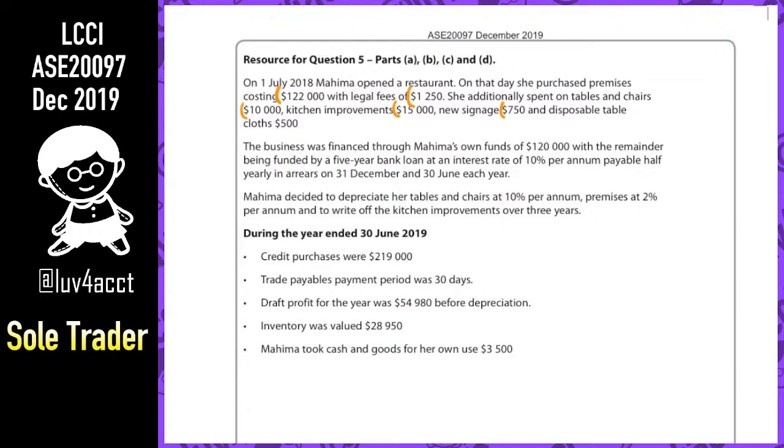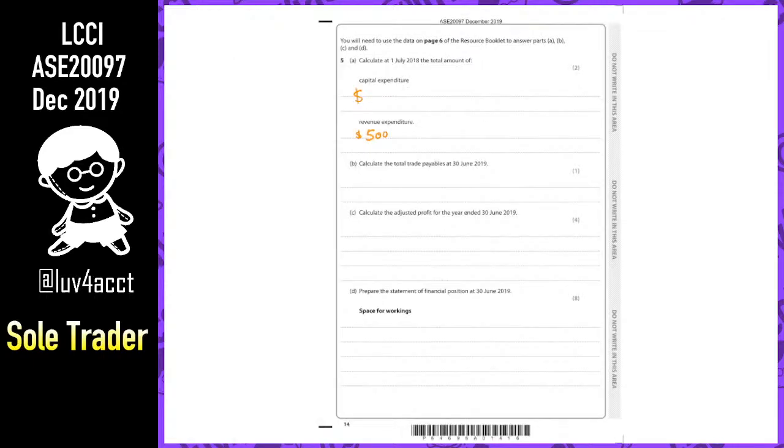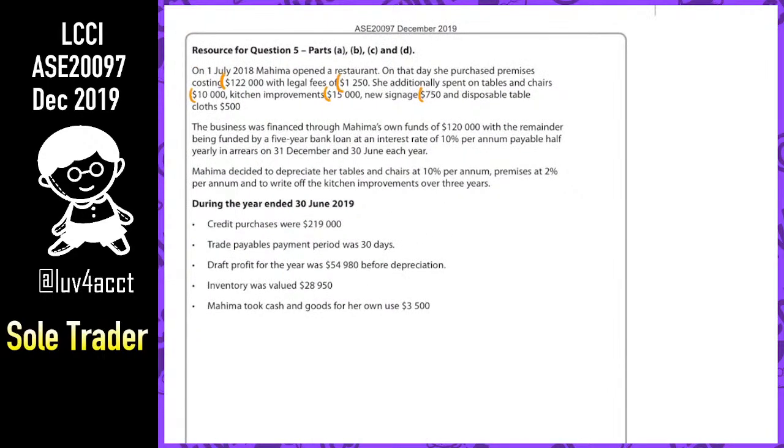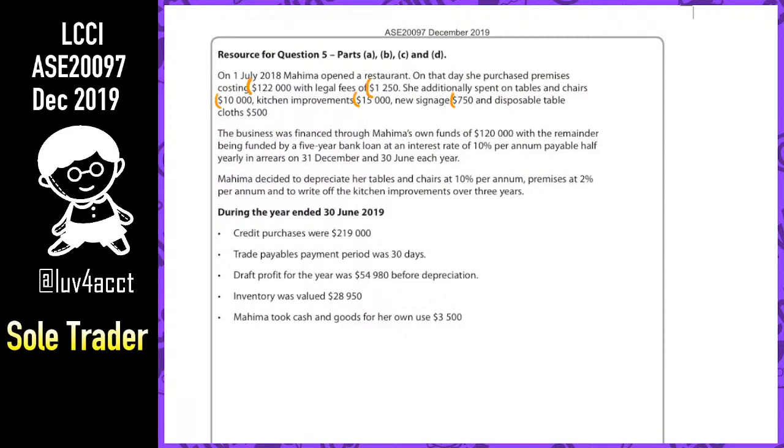122,000, 1250, 10,000, 15,000, 750, 149,000. But then we don't just add everything up. We have to calculate depreciation for each item.